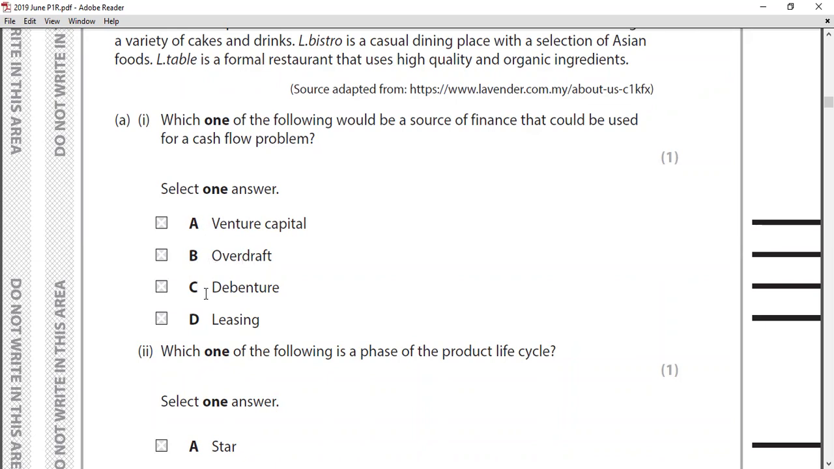Let's look at the other ones also. Debenture is long run. Leasing is also long run. So the correct answer, I can see a couple of students have actually given the answer. Correct, yes. The answer is overdraft. B is the correct answer.